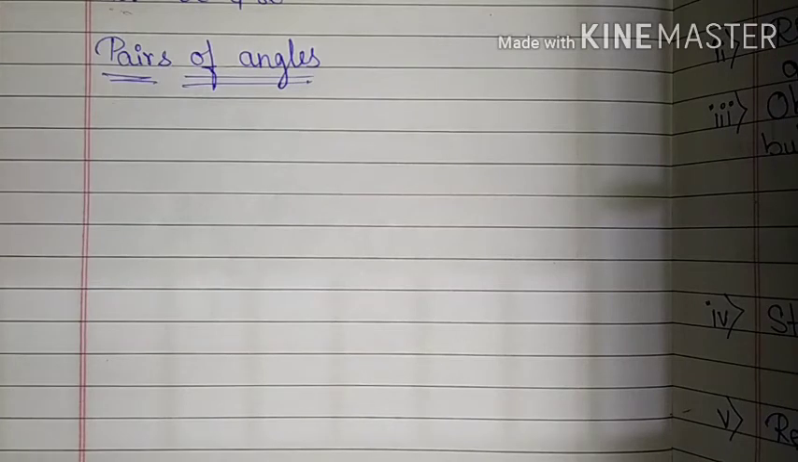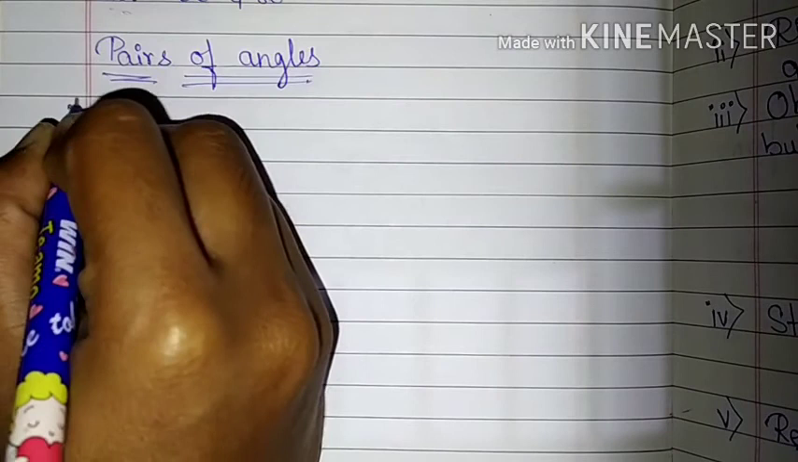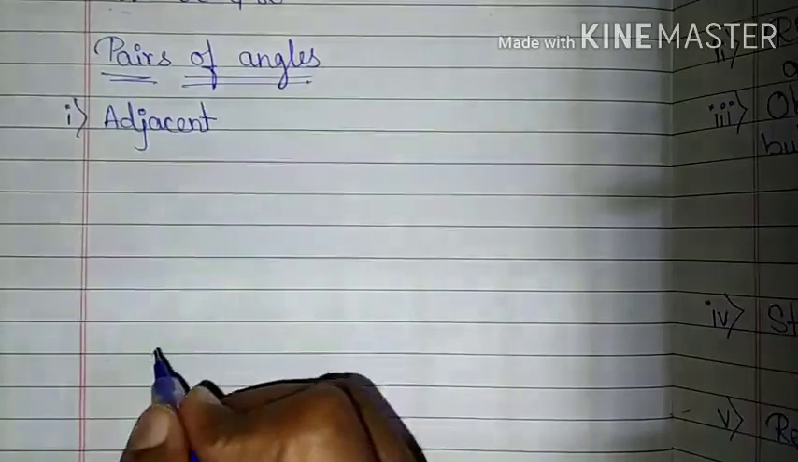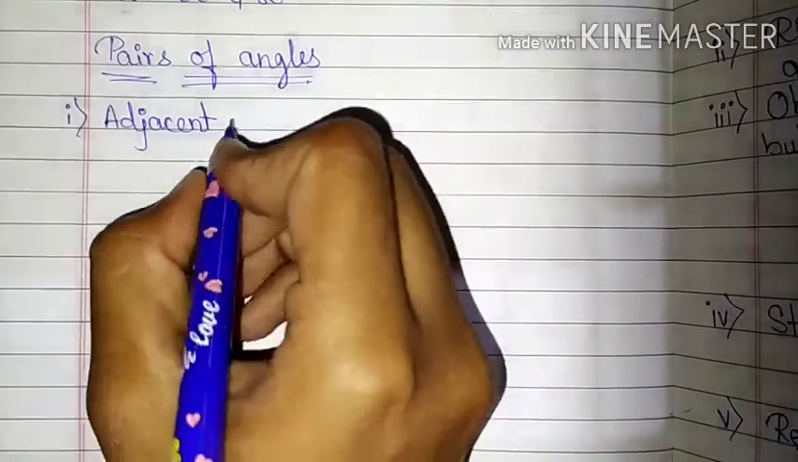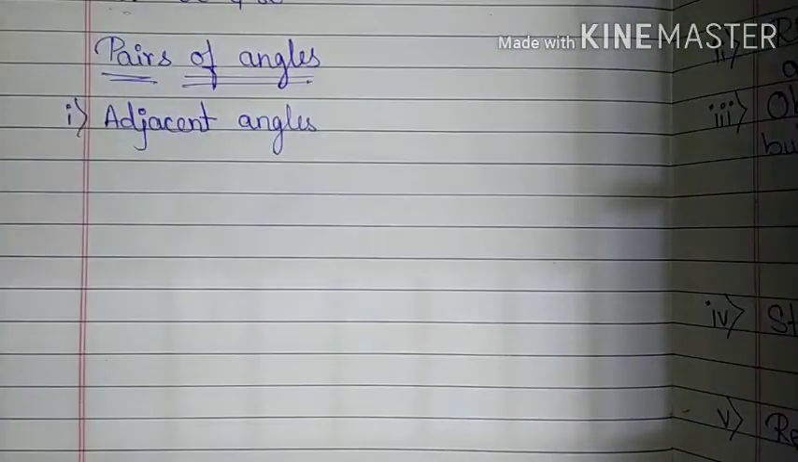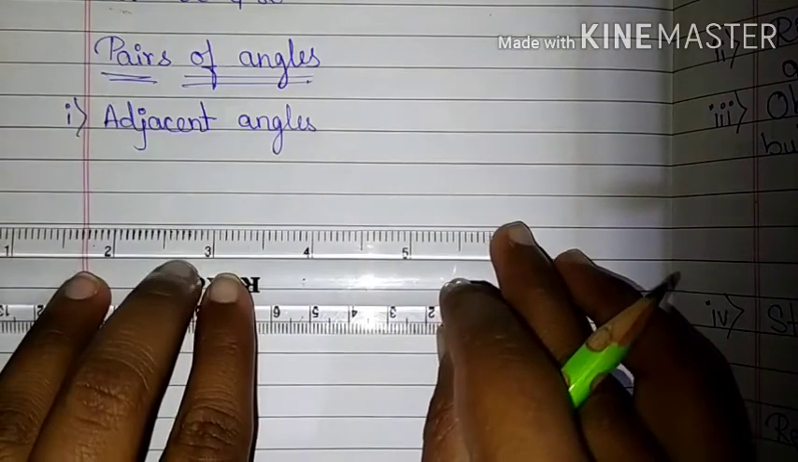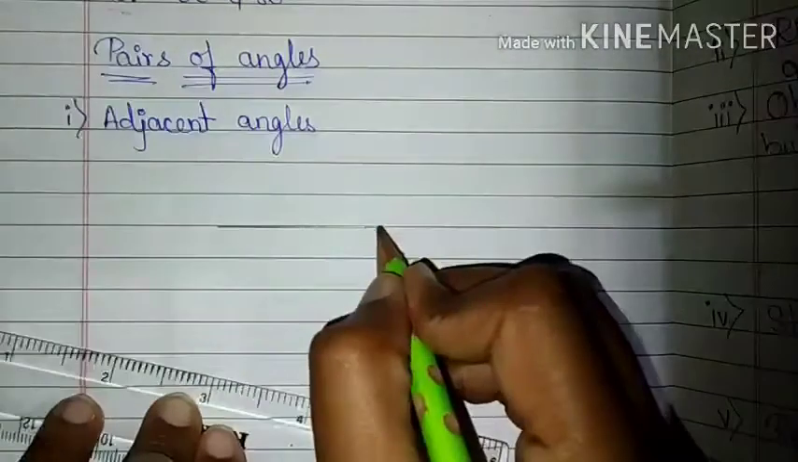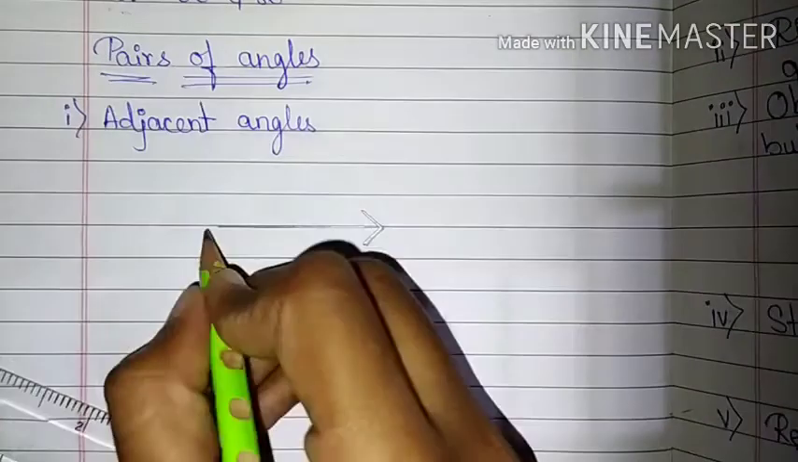Now let us look at different kinds of pairs of angles. You have three types of pairs of angles. The first one is adjacent angles. A pair means two angles. In adjacent angles, the angles share a common vertex as well as a common arm. The rays of the angles which we see are also called arms, and the point which they originate from is called the vertex. You know that already, I hope.